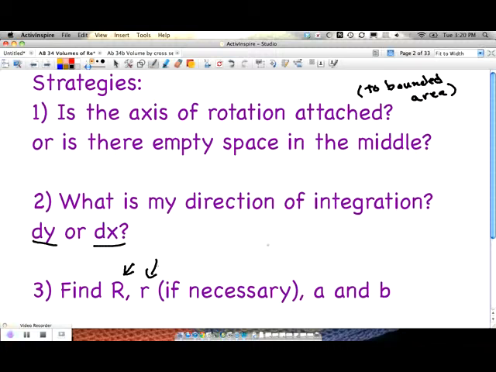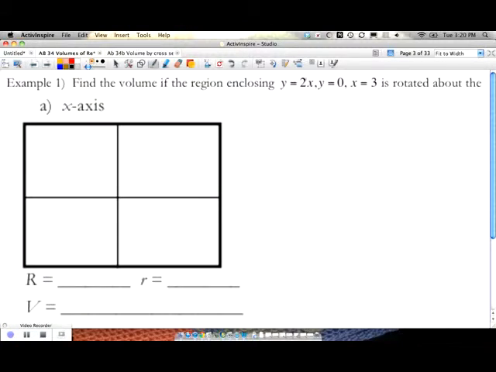We also need to find the pieces. That's kind of our last step. What are those radii if we need them, and what are our limits of integration? So let's go ahead and jump right into the first one. If you need to, go ahead and pause it.